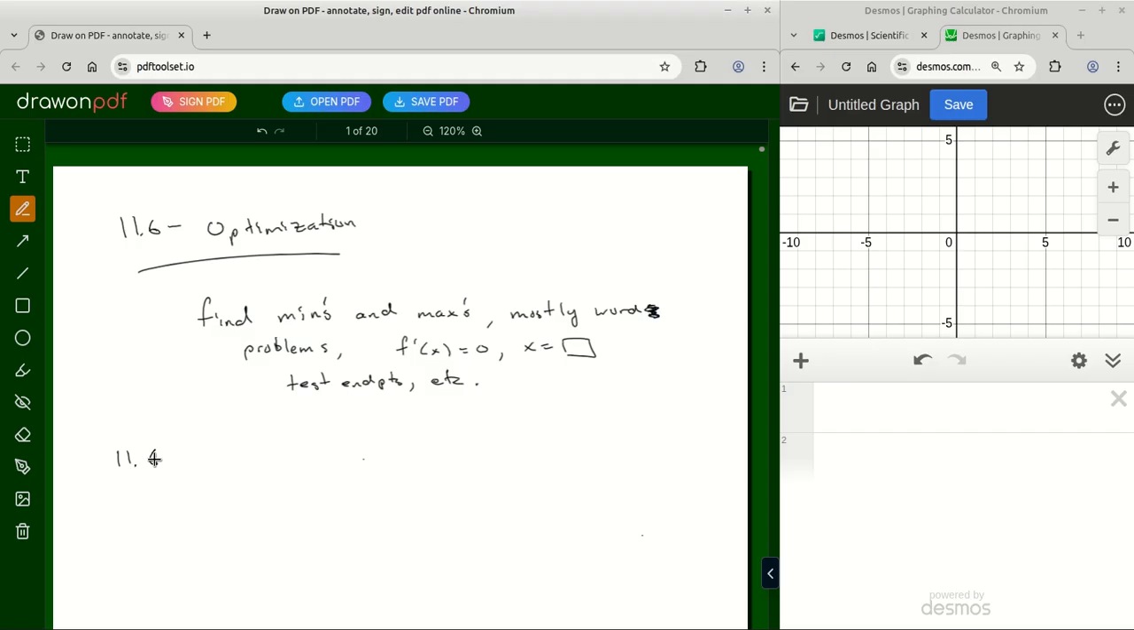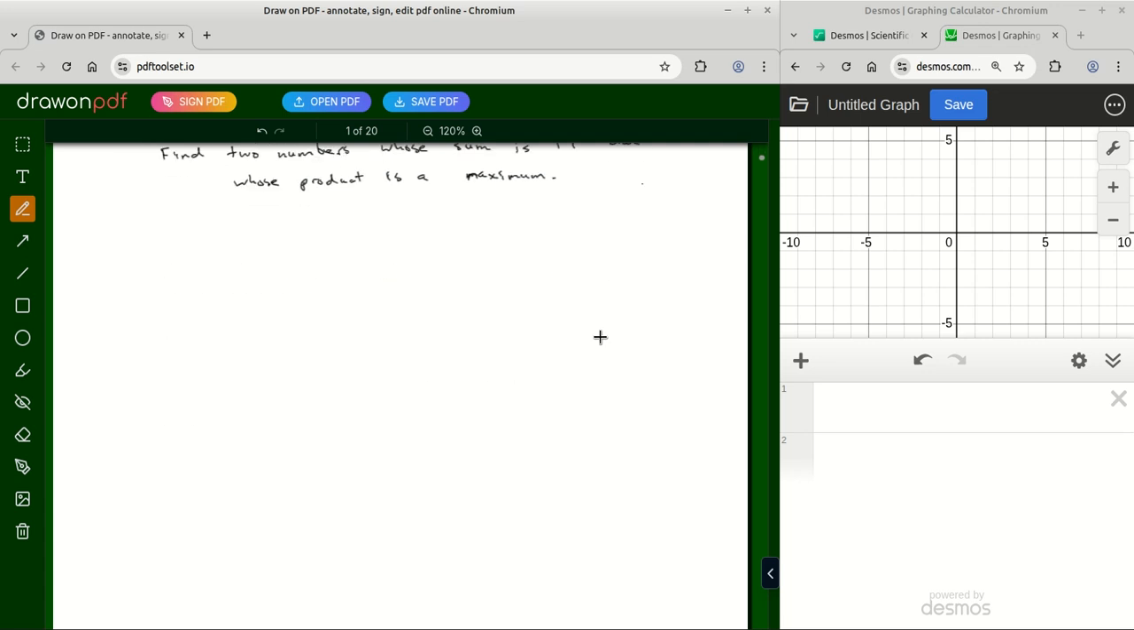Here we go. 11.6, number 9. These are some classics, and they're word problems. Find two numbers whose sum is 19, and whose product is a maximum. Okay, this is a classic.